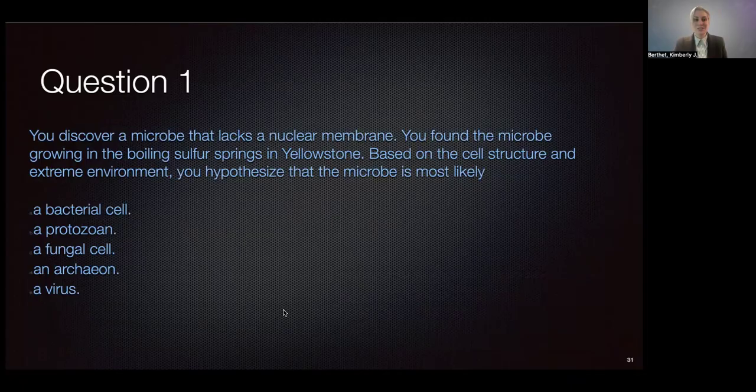So the first question is, you discover a microbe that lacks a nuclear membrane. You found the microbe growing in a boiling sulfur spring in Yellowstone. Based on the cell structure and extreme environment, you hypothesize this microbe is likely, and you have the answers here to look through. So you could pause now.